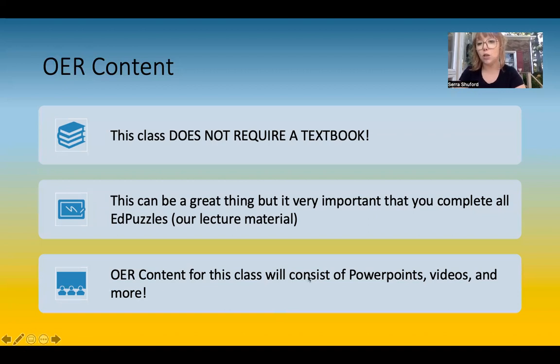OER content for this course will consist of PowerPoints, videos, articles, and then during our art history unit, I do use an open access textbook that is online. So you don't have to pay for it, but I do link the PDF files over so that you can read sections of an open access textbook.